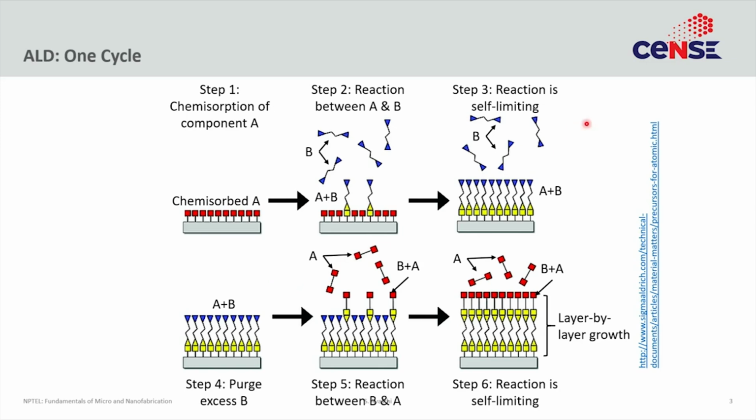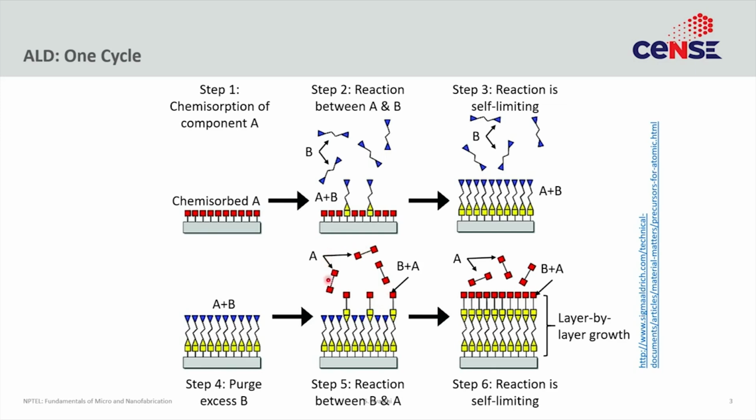After that, you purge all the excess B out of your system, and once you purge the B out of the system, then you introduce the component A. Now because there is no B in the gas phase, the A cannot react with anything in the gas phase, but A can react with the B that is sticking on the surface. So it does that reaction, again you form this yellow molecules of the material you want to deposit, and the A functional is sticking out.